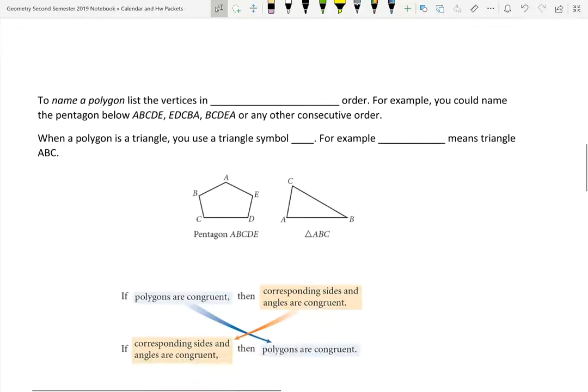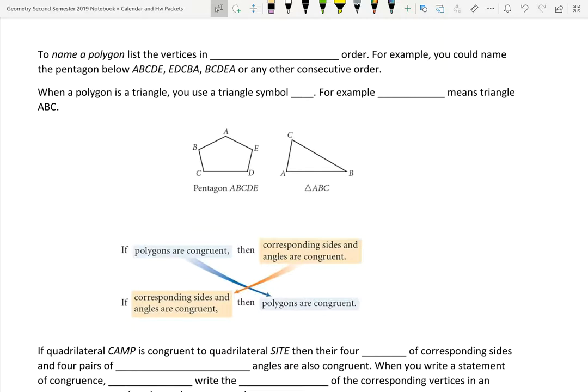Okay. To name a polygon, list its vertices in consecutive order. For example, you could name the pentagon below ABCDE, or the other way, EDCBA, or start with B and go BCDEA, or any other consecutive order. And when a polygon is a triangle, you use the triangle symbol. For example, triangle ABC means triangle ABC.